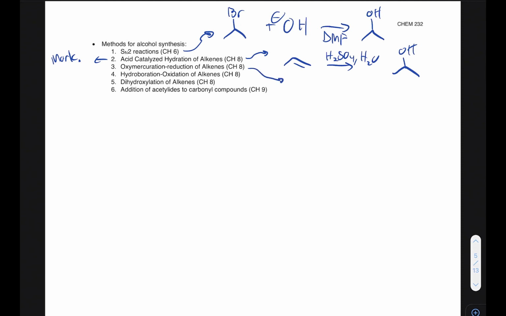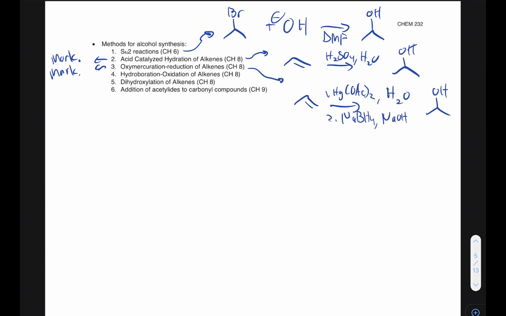Oxymercuration reduction, which starts from an alkene, where we get a similar product, but it's very explicit for just one sort of reaction, meaning we don't get any side products. With the acid catalyzed hydration, we could potentially get a hydride shift happening. Here we would not. And we get this alcohol, again, Markovnikov.